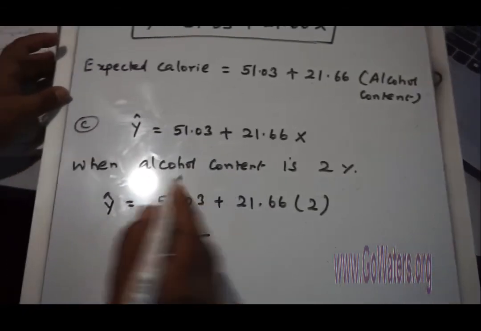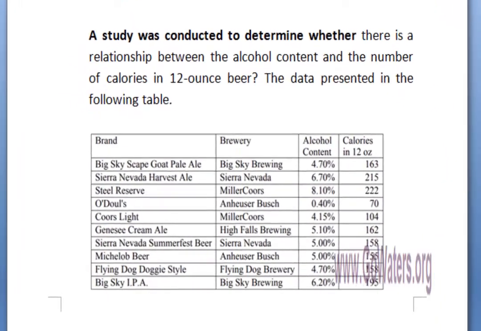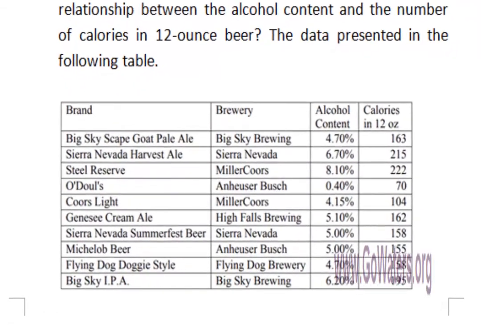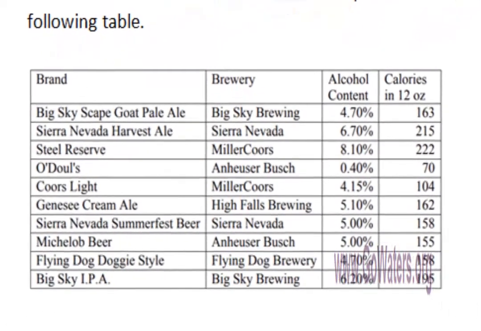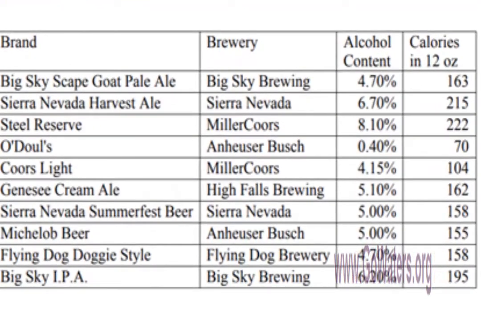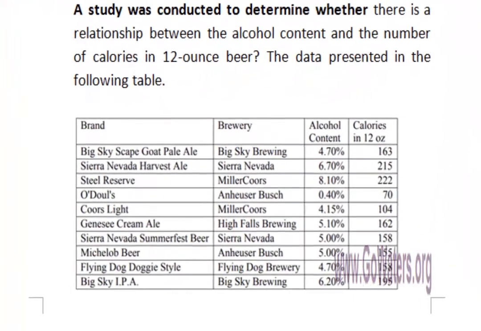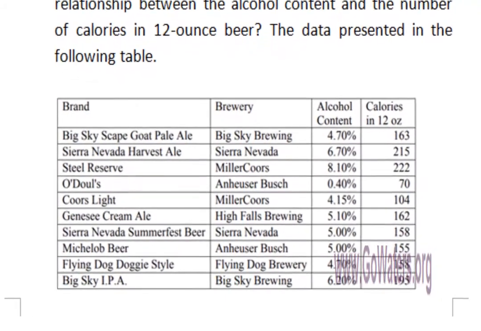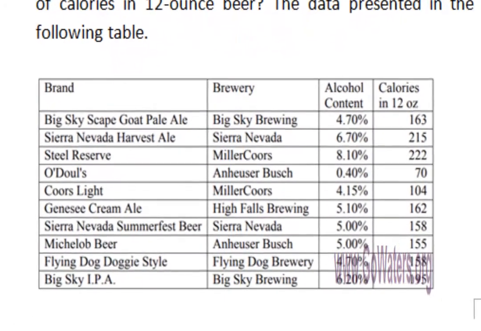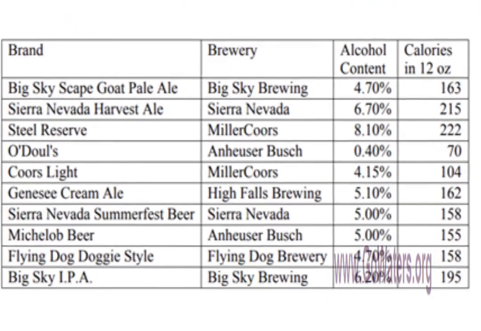So now you can go back to the data. The minimum you can see is 0.4%, and the calorie is 70, and the next after 0.4 you see 4.15, so that is 104. So when you say 2%, 2% is between 0.4 and 4.15. When the alcohol content is 0.4, the calorie is 70. When the alcohol content is 4.15, the calorie is 104. So now we are interpolating the value.